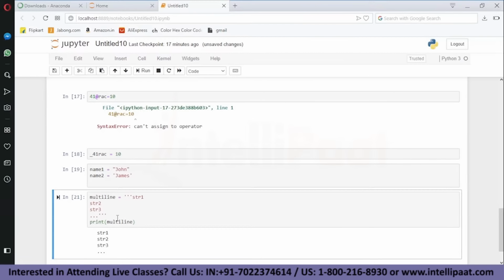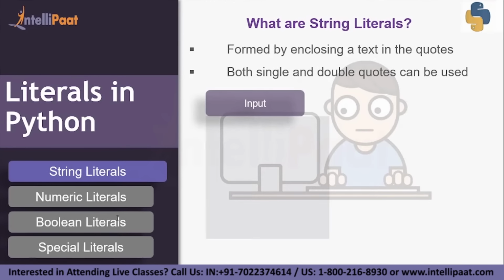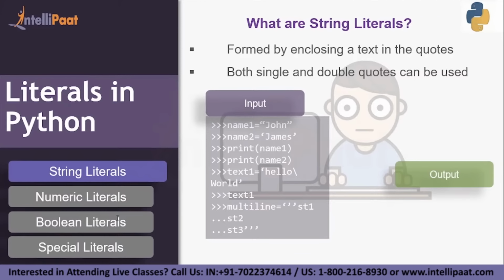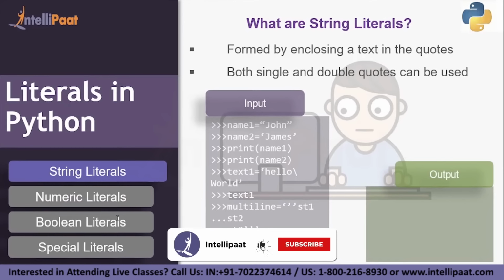Alright, let's get back to our tutorial. What was our input? name1 equal John, name2 equal James, print name1, name2, and we got the output. We have also discussed the multi-line string within triple quotes.